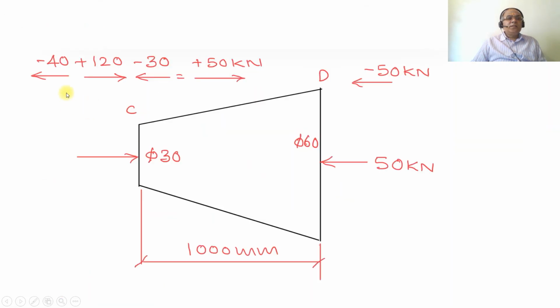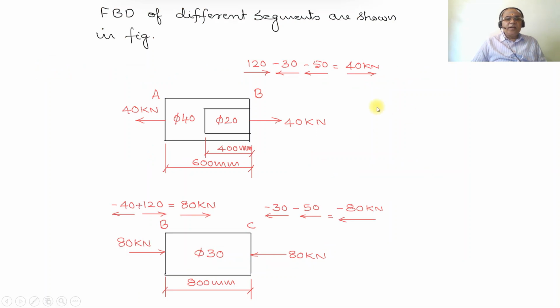So now we can see that minus 40 plus 120 minus 30 is equal to plus 50 kilonewton. Since it is positive, it is acting towards the right side according to the sign convention. And since this side is minus 50, it is acting towards the left side. So the force you get here is the compressive force. Similarly, when you are considering here, since there is positive 40 kilonewton on this side and also 40 kilonewton on this side, naturally it is going to be tensile. But in BC, since the loads are acting towards each other, it is going to be compressive in nature.